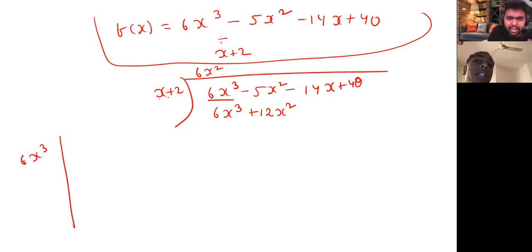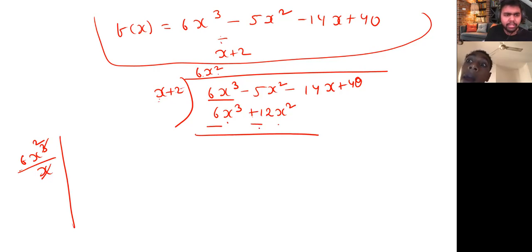6x cube is there. I had to divide with x, so x and x cancel. So 6x square. I wrote the same thing, and again I multiplied: 6 twos are 12, so 12x square. Now minus. This is also minus, because here it is plus, so it will also be minus. We change the symbol; we make the symbol opposite. If it would be minus, I would make plus. This thing will go. And minus 12 and minus 5 is going to make minus 17x square. Rest of the terms just write.